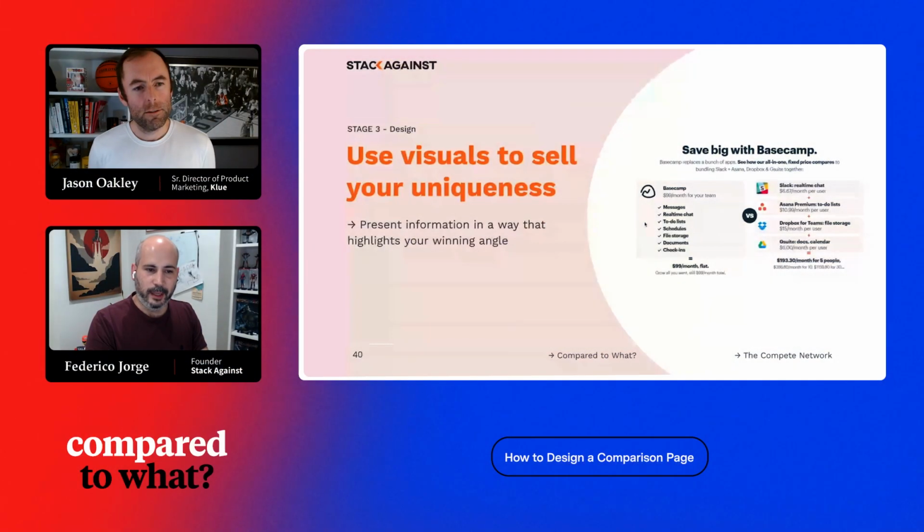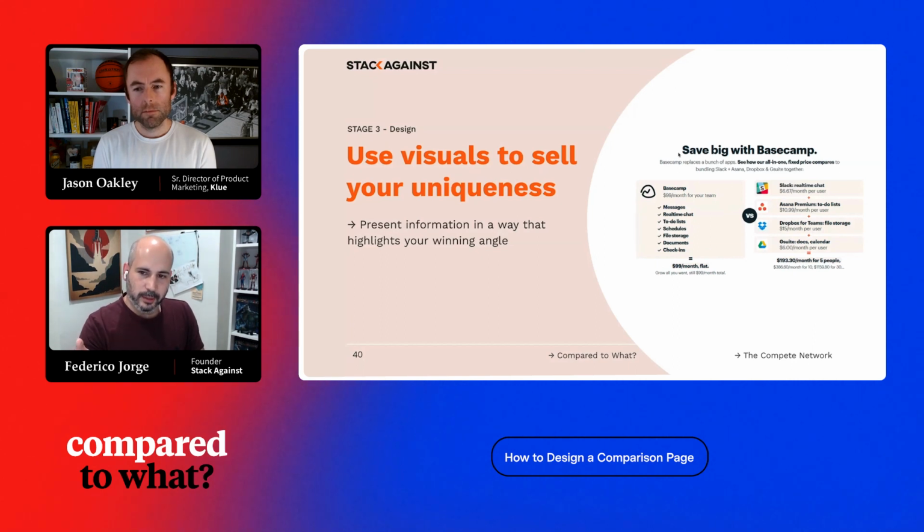Right. Okay, what else? Use visuals to sell your uniqueness. This sounds like a very standard design suggestion, but I think it goes deeper when it comes to comparison pages. The same way we've seen during the copywriting episode, you have to find ways to present the information in order to highlight your story and your selling point. In this case, this is an example from Basecamp. Some of you probably know it. This is a very shared element from Basecamp's old pricing page.